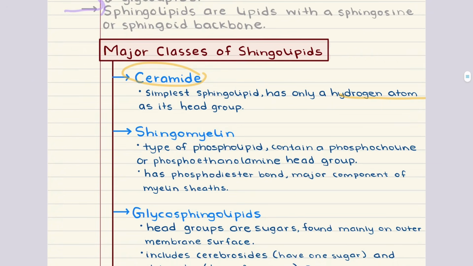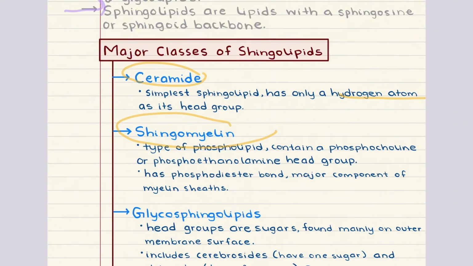Next is sphingomyelin. This is a type of phospholipid. It contains a phosphocholine or a phosphoethanolamine head group, meaning it includes a phosphate group, and that's what classifies it as a sphingophospholipid. Sphingomyelin also contains a phosphodiester bond, and functionally, it's a major component of the myelin sheath, which insulates nerve cells and speeds up signal transmission.